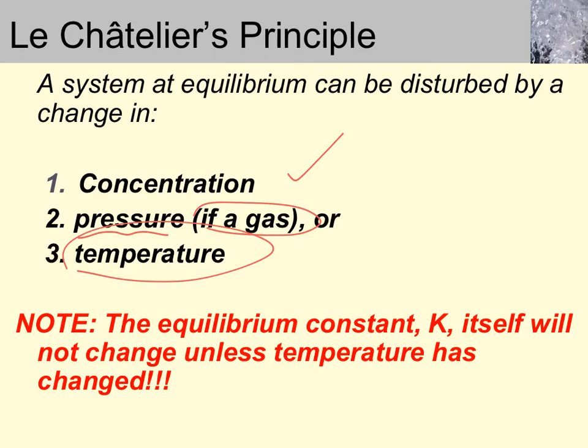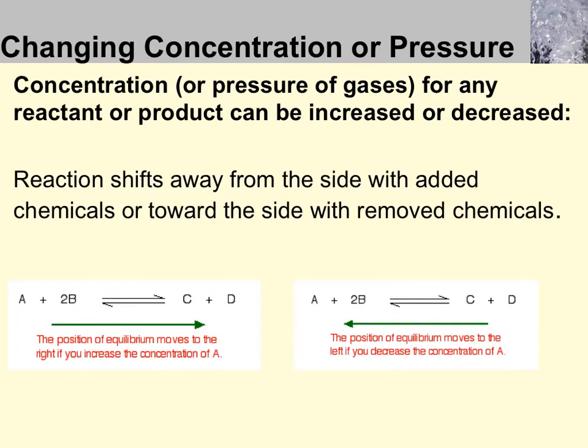Now I'm going to repeat the following a number of times throughout the equilibrium chapters, but the equilibrium constant is a constant always unless you change temperature. So listen carefully to this. Anytime you change concentration or pressure or anything but temperature, the reaction will shift around, but the equilibrium constant does not change, okay? Only when you change temperature will the equilibrium constant change. So we'll talk about each of these three ways to disturb an equilibrium one at a time.